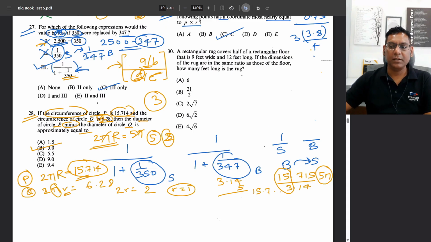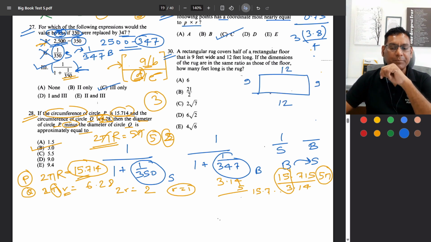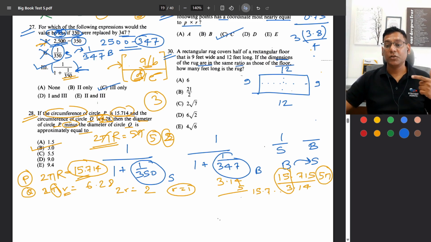All right, let's look at the last question now. Question 30. A rectangular rug covers half of a rectangular floor that is 9 by 12. Okay, so let's say this is 9, this is 12, this is 9, this is 12. This is covering half. It could be this way or it could be this way also. Which half, I don't know. If the dimensions of the rug are in the same ratio as those of the floor. Okay, interesting. So they are saying the dimensions of the rug are also 3:4 only.